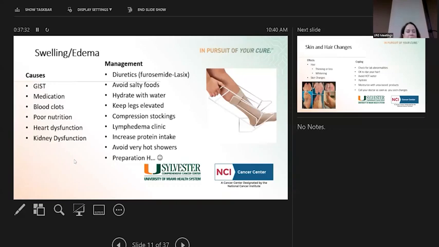Avoiding very hot showers. Yes, heat causes more fluid to swell. So keeping an eye on that.